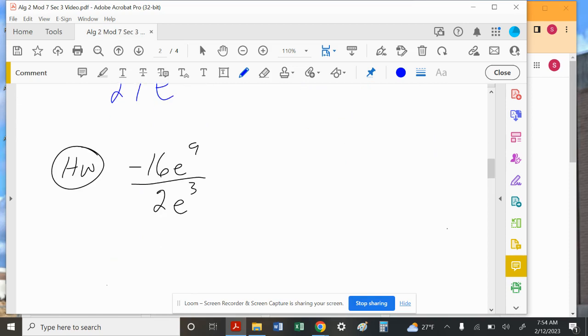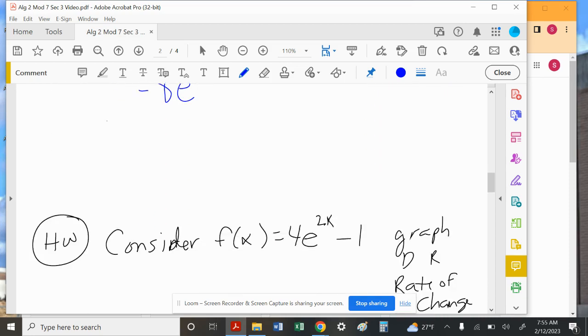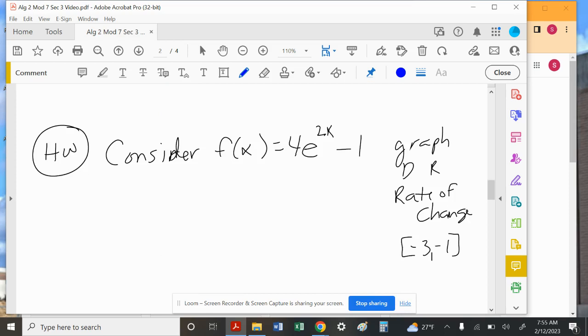Okay, negative 16e to the ninth, 2e to the third, when we have x to the 8th over x cubed. We subtract those powers, so that becomes x to the 5th. So the same thing happens over here. Of course, we do the division here first, so that would be negative 8 e to the 9 minus 3, which is 6. Okay. And we'll do one more.